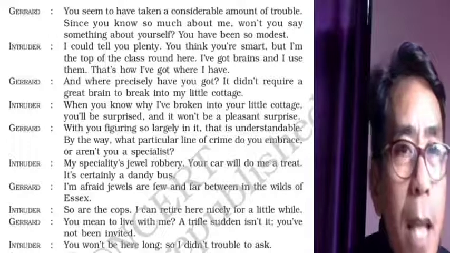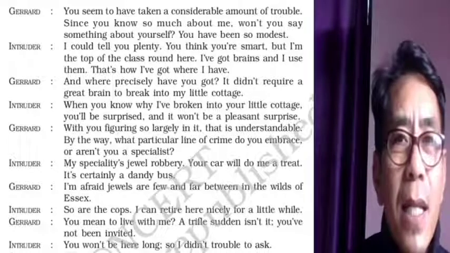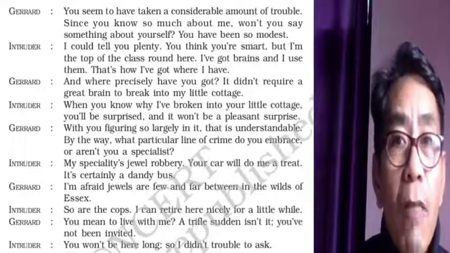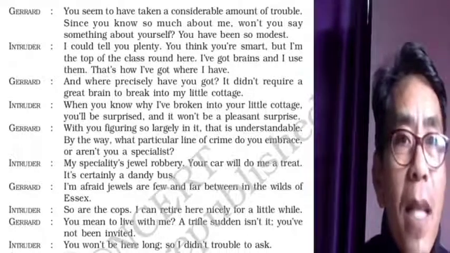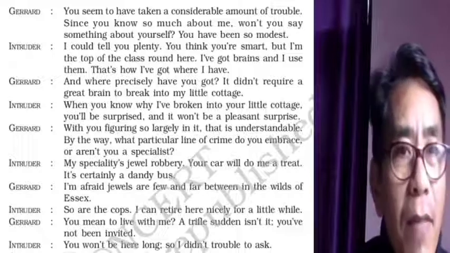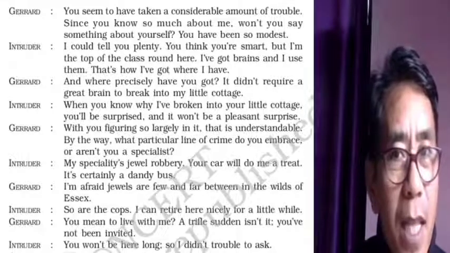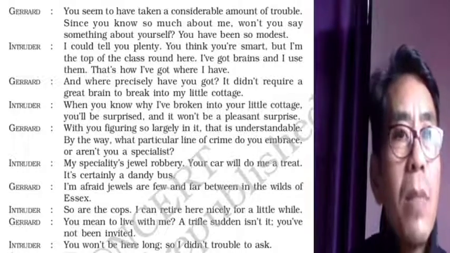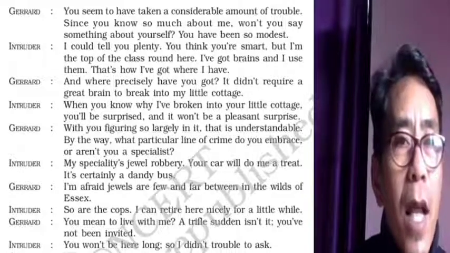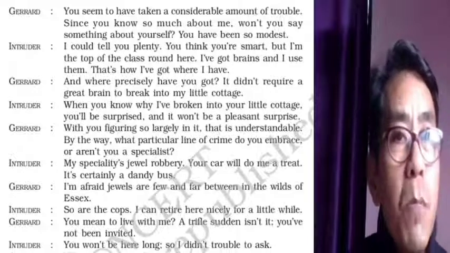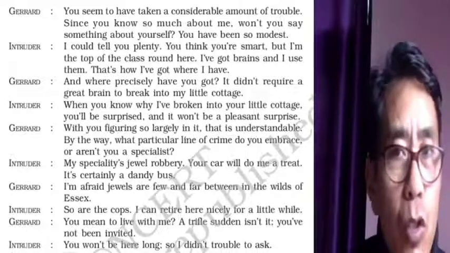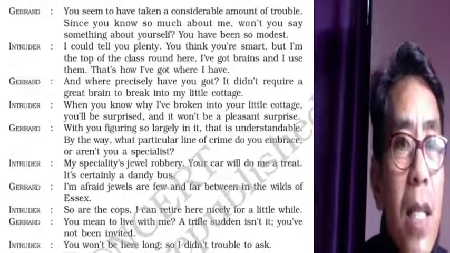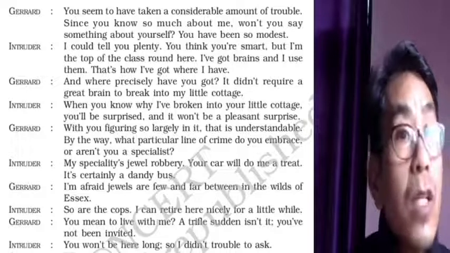And what did the intruder say? "I could tell you plenty. You think you are smart, but I'm the top of the class down here. I've got brains and I use them. That's how I've got where I have." And he said that, oh, you have got so many things to ask. Okay, and do you think you are smart? I'm the top of the class down here. And the intruder told him not to be smart, and he said that he had got brains. He was very sharp. That's why he said that he got into Gerard's house.